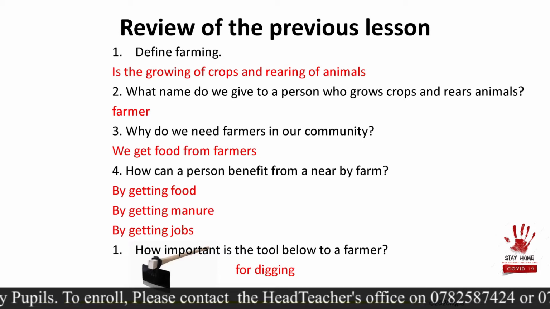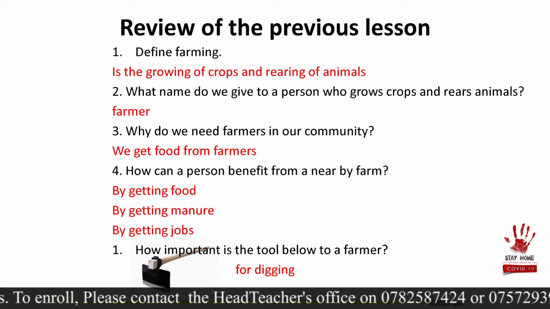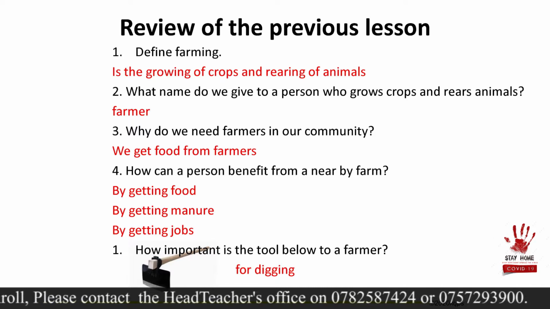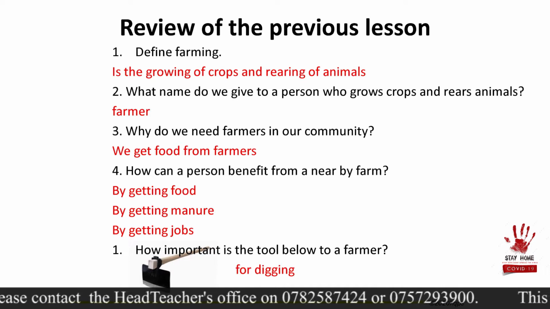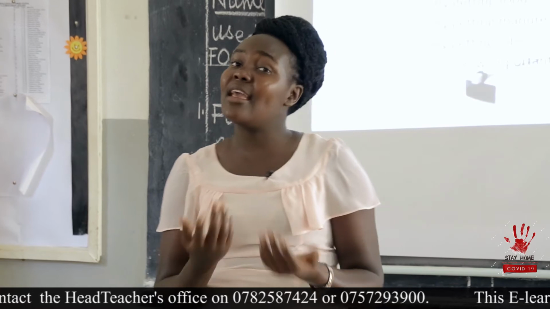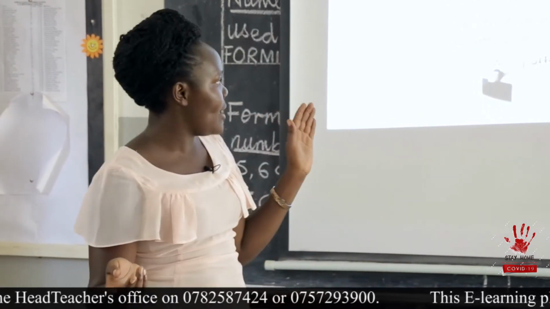One, by getting food. We can get food from the farms. By getting manure, which we can also put in our gardens or make other things out of that manure. By getting jobs. Many people work in people's farms. At the end of the day, they are paid. You can see all that can be got from the farms.